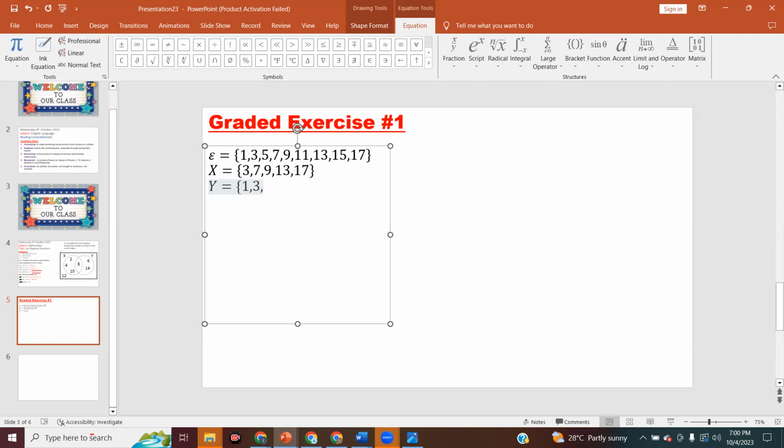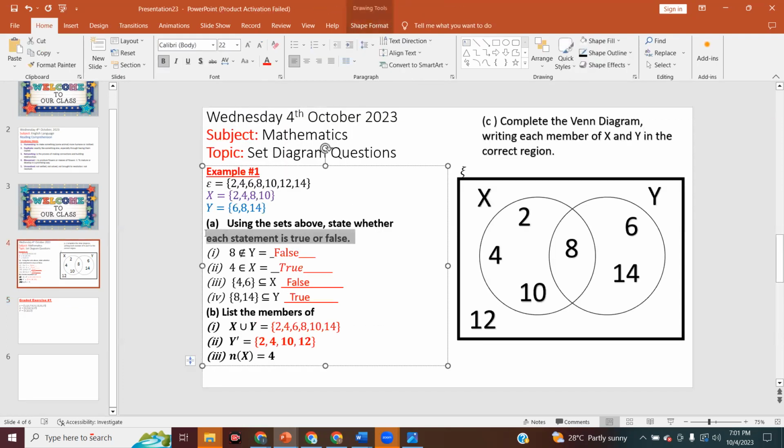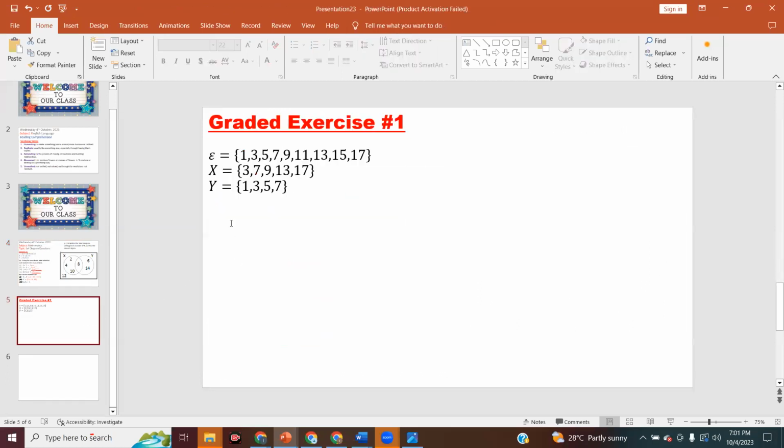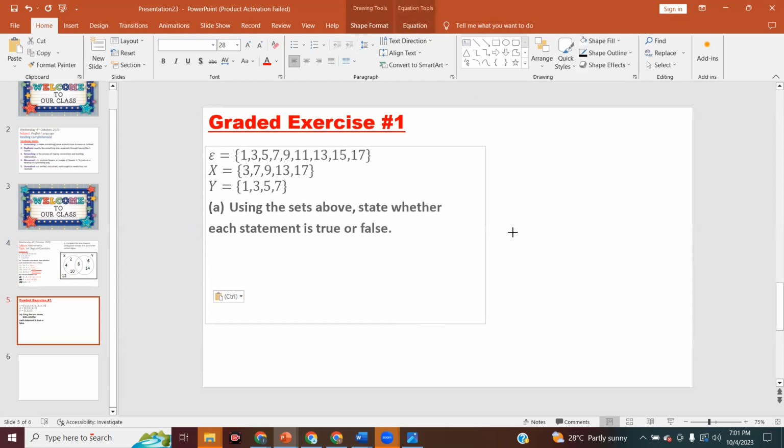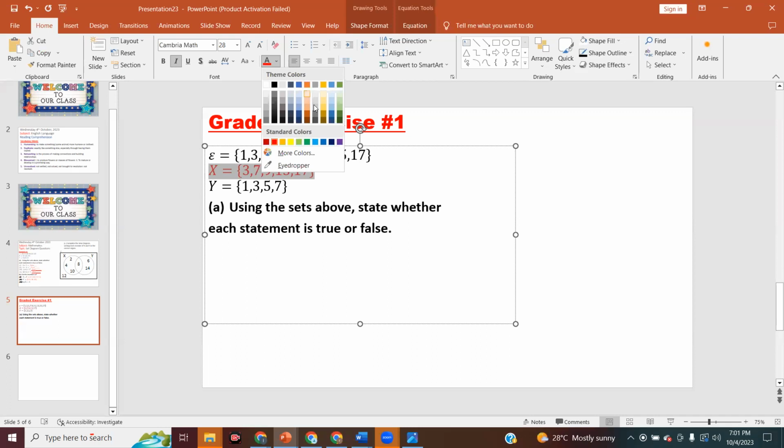1, 3, 7, or 1, 3, 5, and 7. You have to use these 3 sets to determine whether the statement above is true or false.